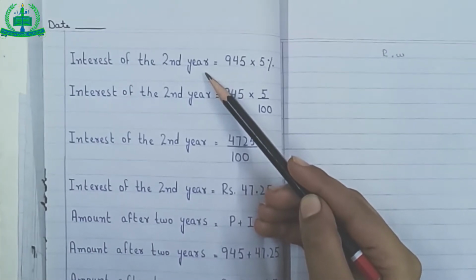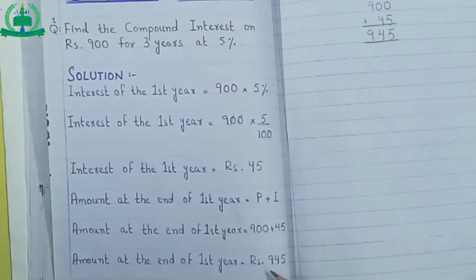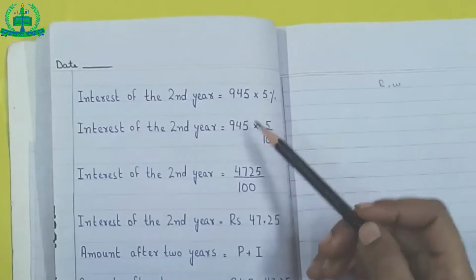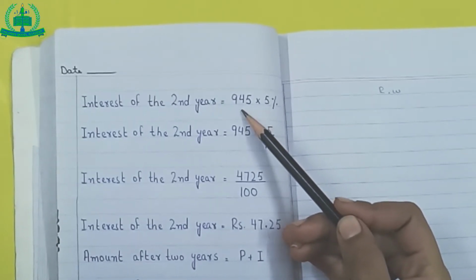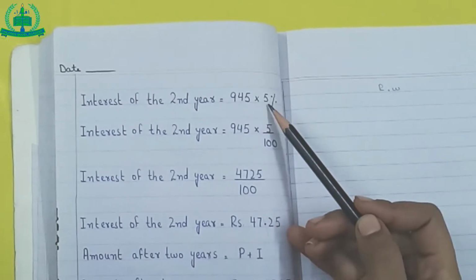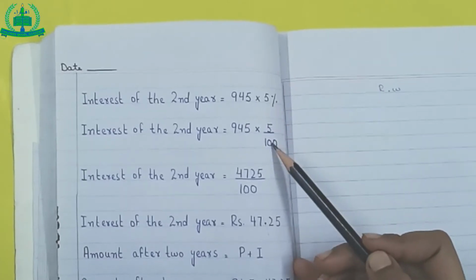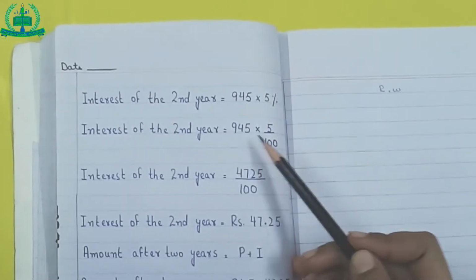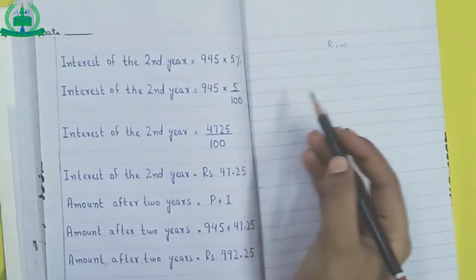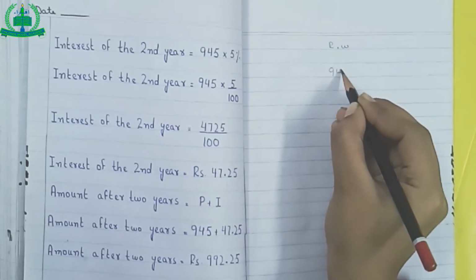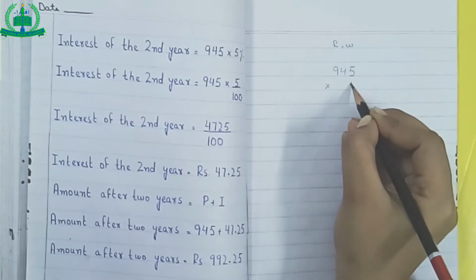Second, we find interest of the second year. To find interest, we multiply principal by rate percent. Now this amount is the principal of second year. So the principal of second year is rupees 945. So we write 945. Rate percent is 5. So we write 5%. We change percent into 100. So we write 5 upon 100. 945 multiplied by 5.